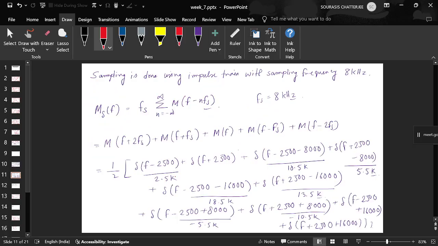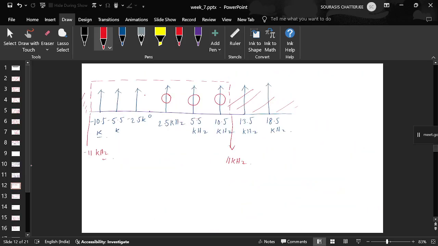So doing that, we have seen that this corresponds to an impulse at 2.5k, this corresponds to an impulse at 10.5k, this corresponds to an impulse at 5.5k, these two correspond to impulses at 18.5 and 13.5, and this here corresponds to minus 5.5 and minus 10.5. This one here corresponds to minus 13.5, and this one corresponds to minus 18.5. So if I plan to draw the sampled signal spectrum, it would look something like that. You have an impulse at 2.5 kilohertz, 5.5, 10.5, 13.5, 18.5, and similarly in the negative domain also.